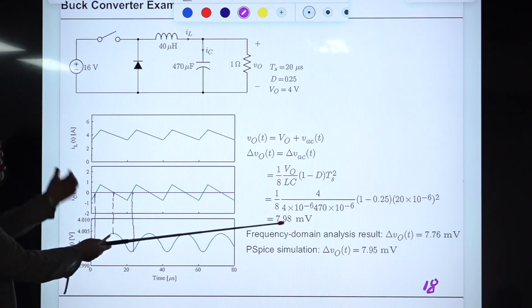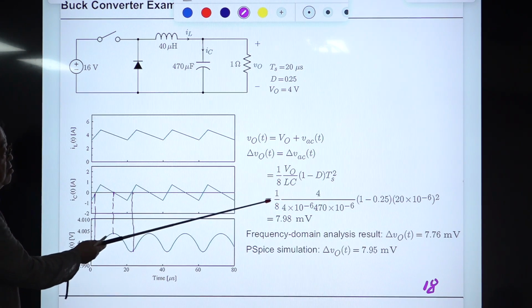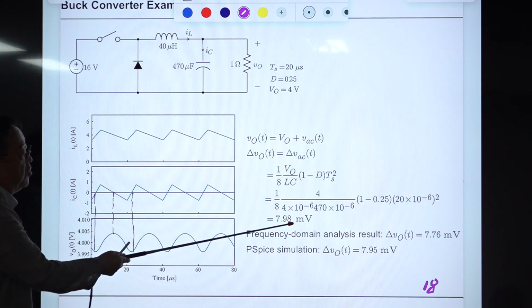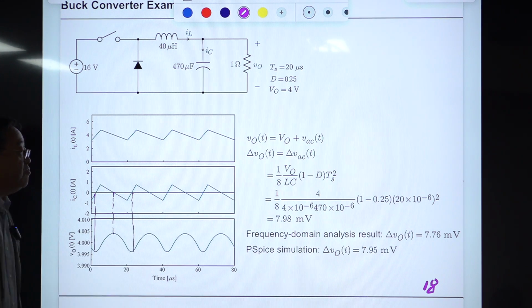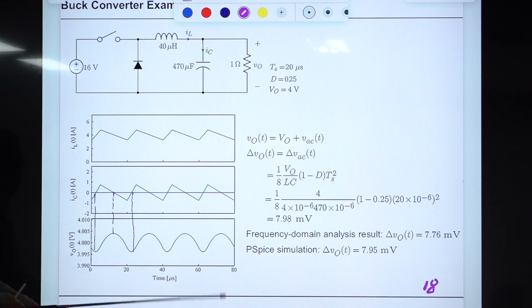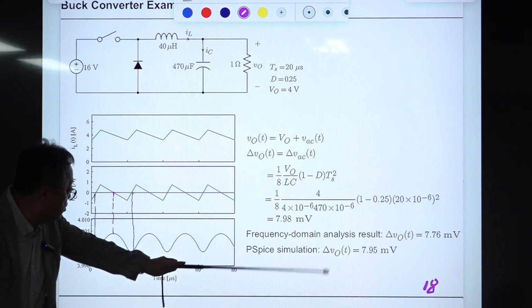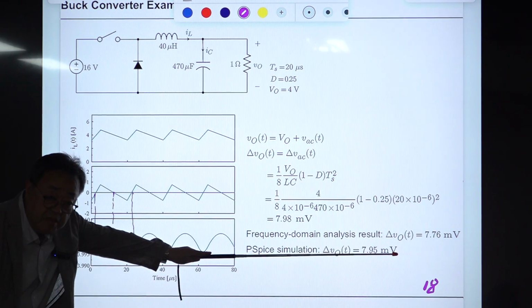We derived this in the previous slide. Then this is the prediction of that equation. We have one solution for the magnitude of this. You have another solution from this exact PSPICE simulation. You can figure out this, okay?